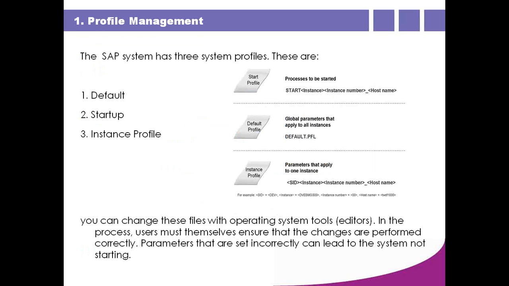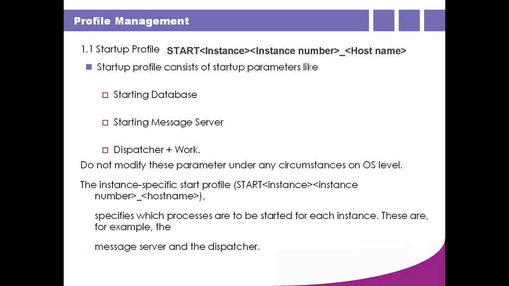The startup profile contains the starting order of your SAP system. As I told you in the previous topic, the order of starting is database first, second is message server, third is dispatcher, and fourth is work process. How does the system know this? By the startup profile only. The startup profile contains the order of starting of the SAP system. The SAP system comes up in the order mentioned there. If you change the order there, it will try to come up accordingly. That is the reason it is not recommended to change the starting order of your SAP system.